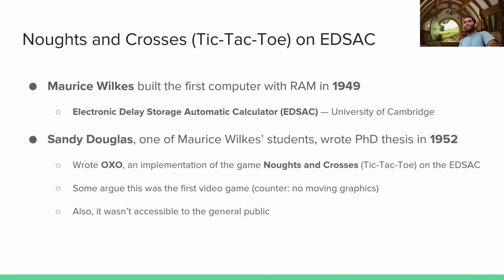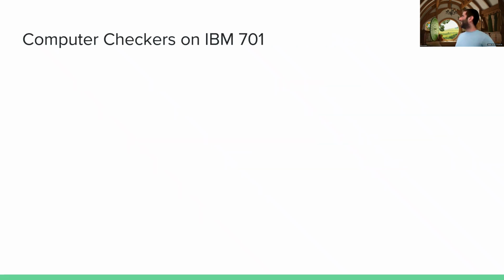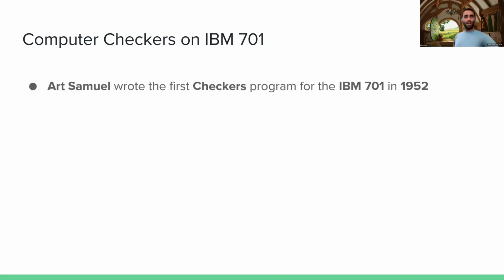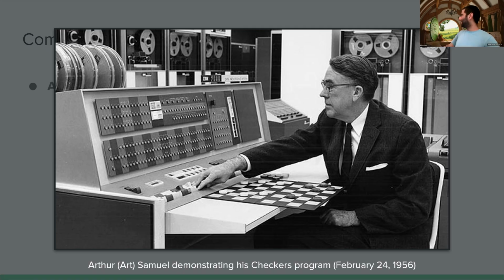Any other questions? Okay, so a little bit more into the future. I think this first lecture is going to be a little bit drier because these are really old and really primitive computers. But once we get a little bit further into the future, it'll be a little bit more exciting. So Art Samuel wrote the first ever checkers program for the IBM 701 in 1952. IBM is a company that you might all recognize. International Business Machines, it still exists. They're still making computers. Here's a picture of him demonstrating his checkers program back in 1956.